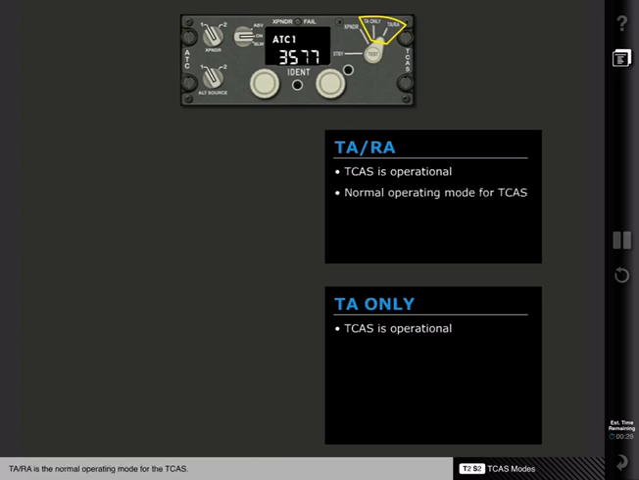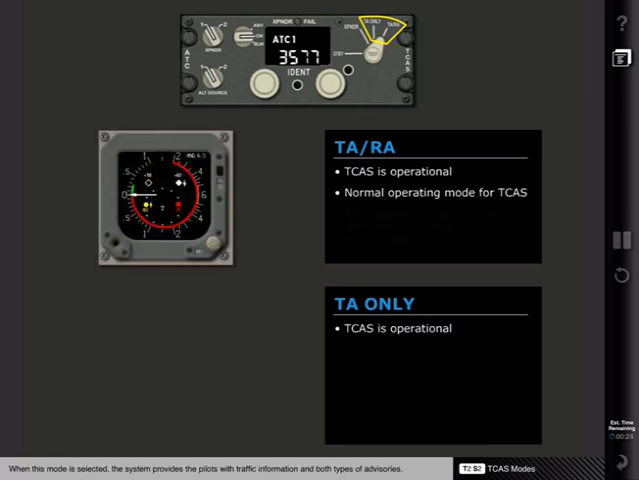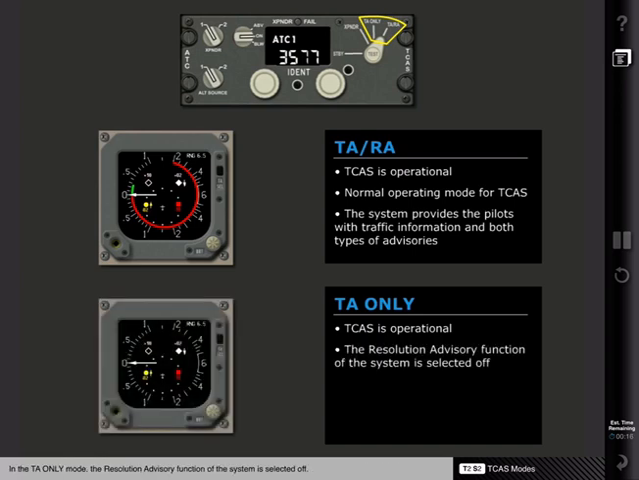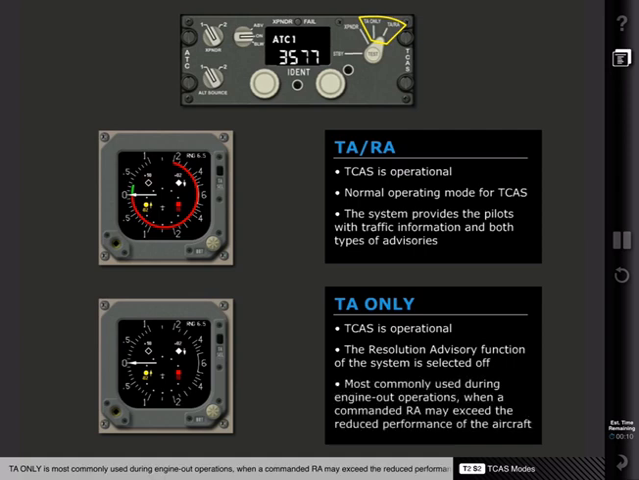TA-RA is the normal operating mode for the TCAS. When this mode is selected, the system provides the pilots with traffic information and both types of advisories. In the TA-only mode, the resolution advisory function of the system is selected off. TA-only is most commonly used during engine-out operations, when a commanded RA may exceed the reduced performance of the aircraft.